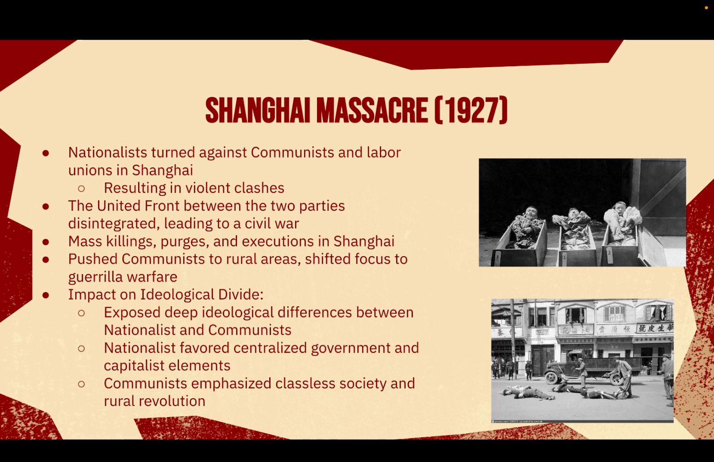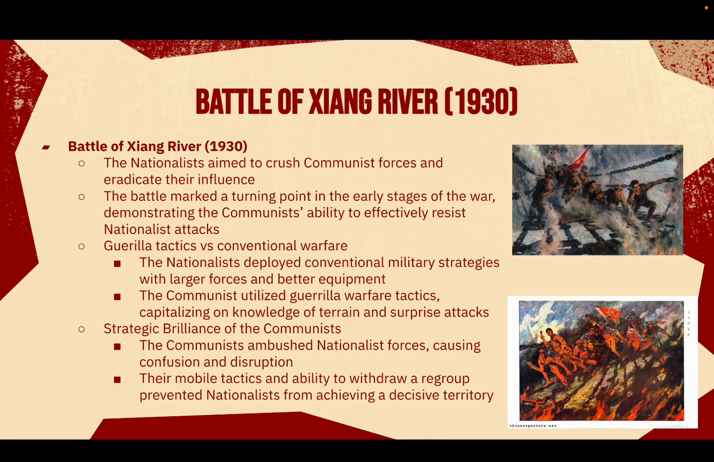The next event that happened was the Shanghai Massacre in 1927. This was a very deadly event. It was a mass killing. They had mass killings, purges, and executions in China. The nationalists turned against communists and labor unions in Shanghai, which resulted in very violent clashes, and it really impacted the ideological divide.